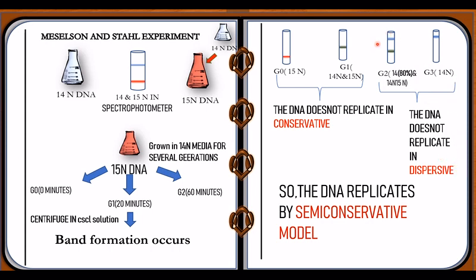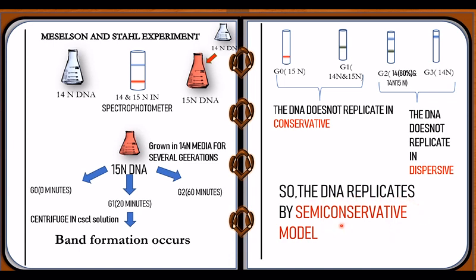Because if you consider the G1 generation, the parental strand is hybrid, as it is grown in 14N media, so it must be producing both 14N and hybrid. They were produced, but not in 50-50%. According to the dispersive model, the parent strand must be 50% and the new strand must also be 50%. So the DNA doesn't replicate by breakage. It replicates only through the semi-conservative mode of replication.